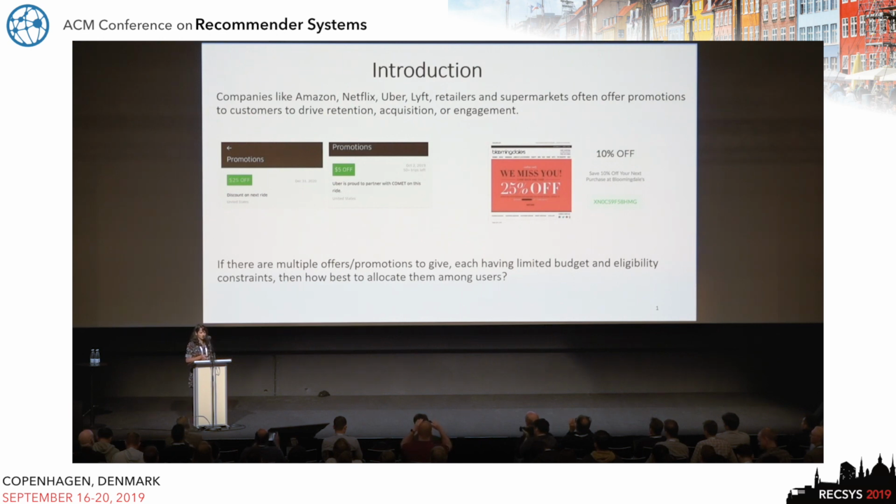Companies like Amazon, Netflix, Uber, Lyft, and various supermarkets and retailers often deal with the problem of offer recommendation. Traditionally, they have multiple offers or promotions to choose from, and each of these offers has certain constraints around it. These constraints are usually around the budget of an offer, so there's a limited number of offers you can give out. There could also be eligibility constraints, which are around which customers are actually eligible to get that particular offer or promotion.